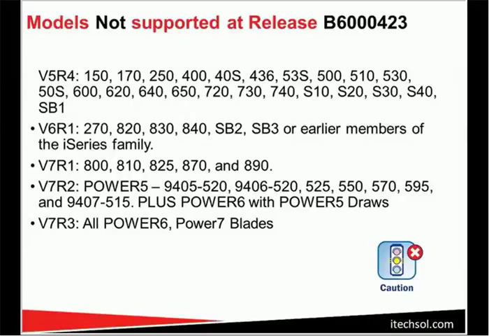But this chart's real good because it will tell you what you can't go to. So if I'm looking at this chart and I say I have a Model 800, I can see I cannot, because it says not supported, I cannot get to V7R1 on that box. So real important to keep track of that.